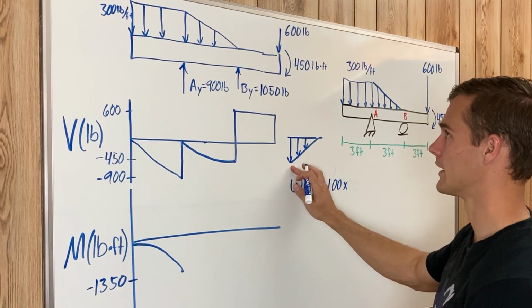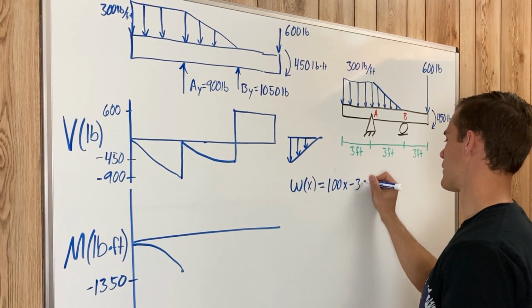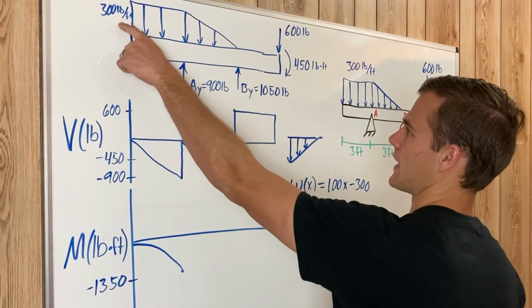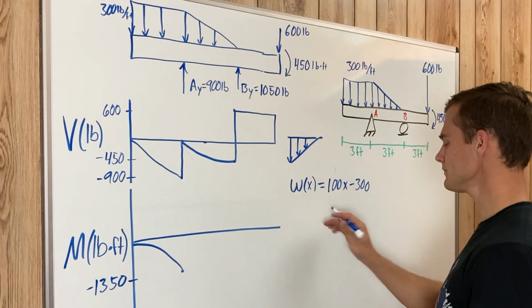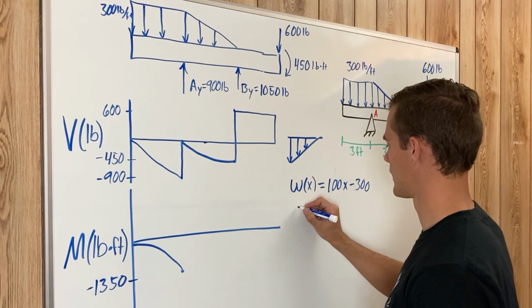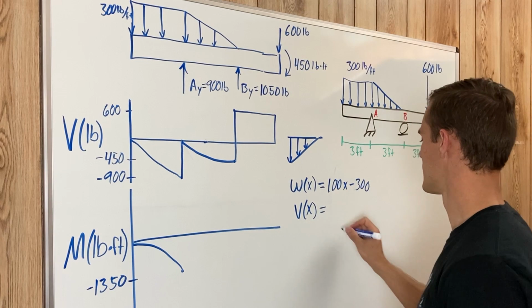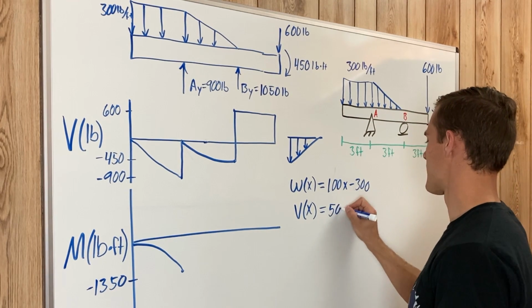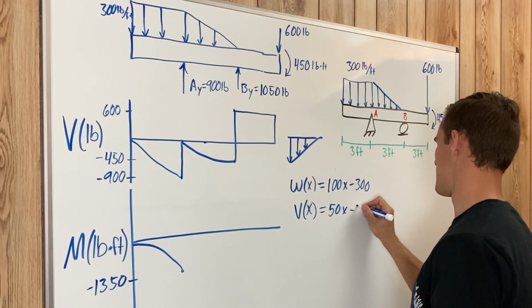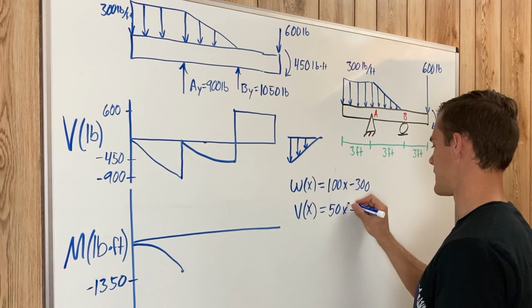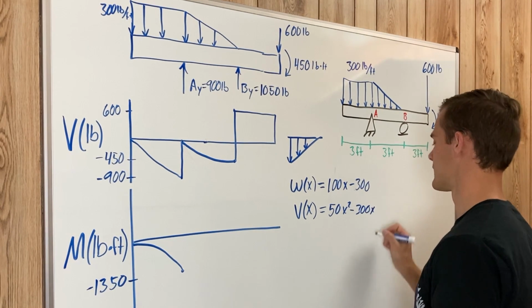And it starts down here at negative 300. Remember, because that's the height of our distributed load. So here we have our loading function. For our shear function, we're just going to integrate the loading function. So that will be 50x minus 300, or 50x squared minus 300x.